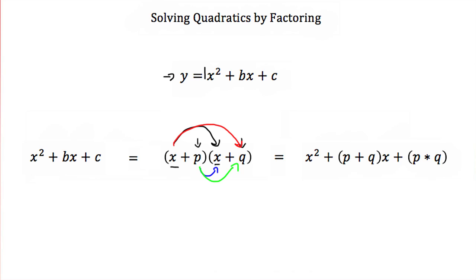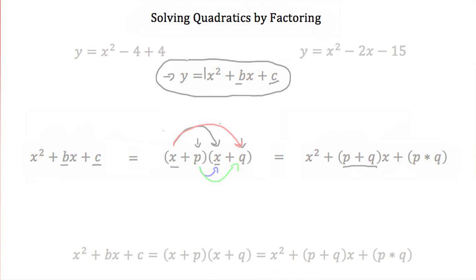So when we do that, we end up with our b term being equal to p plus q, and our constant term c being equal to p times q. So when we factor this quadratic, we're looking for two numbers that multiply together to get c and add together to get b. So let's try this.